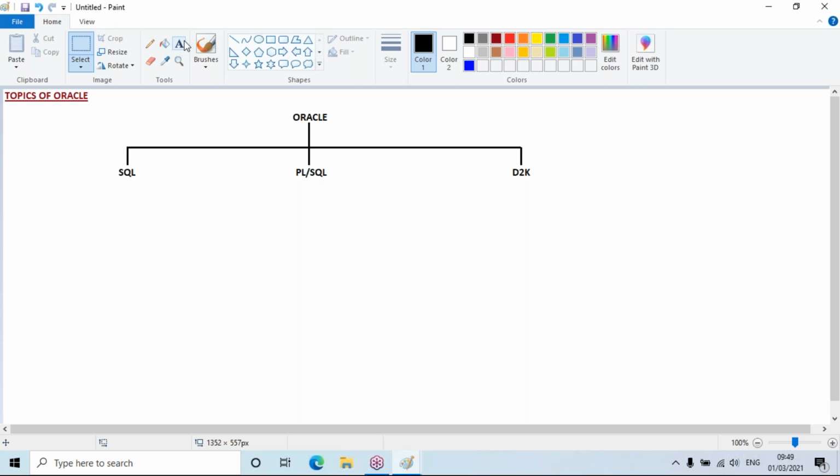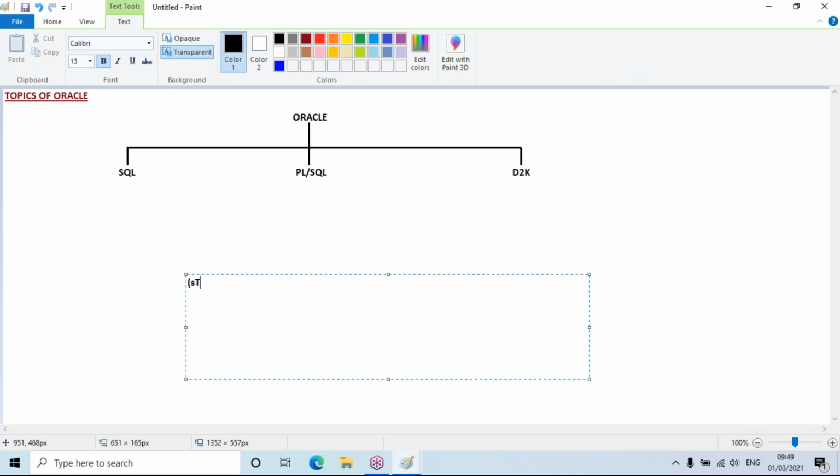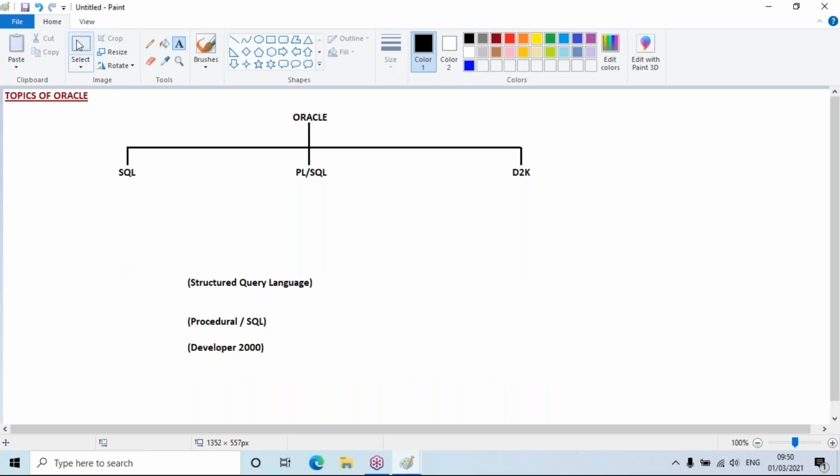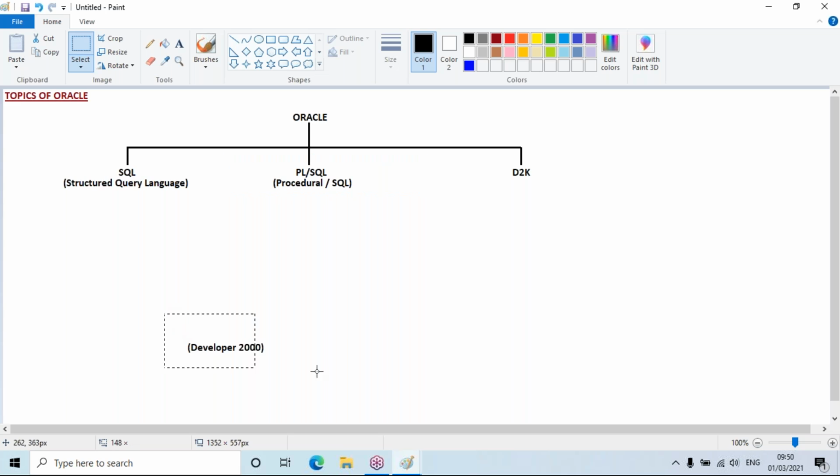And among all these, first SQL: Structured Query Language. PL SQL: Procedural SQL, SQL remains the same. D2K: Developer 2000. Three terms. This is how you expand them. Structured Query Language, Procedural SQL, Developer 2000.